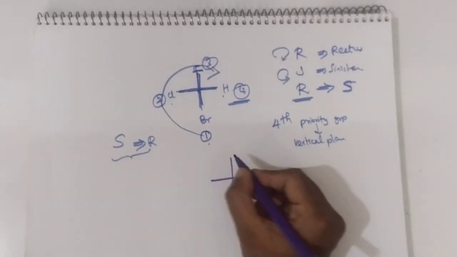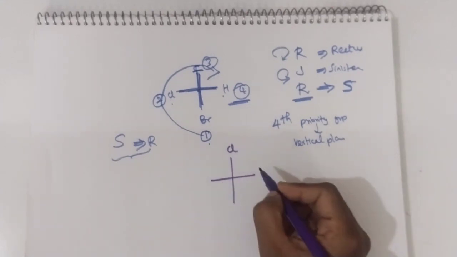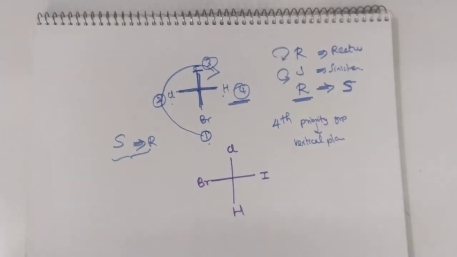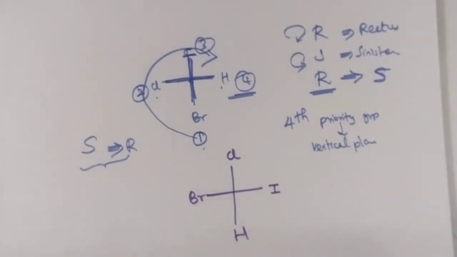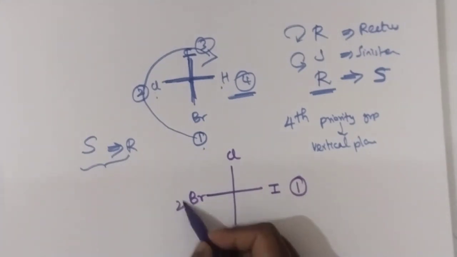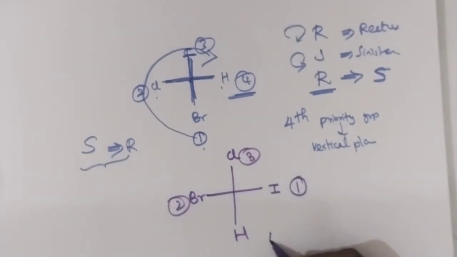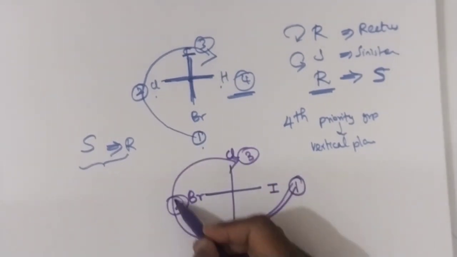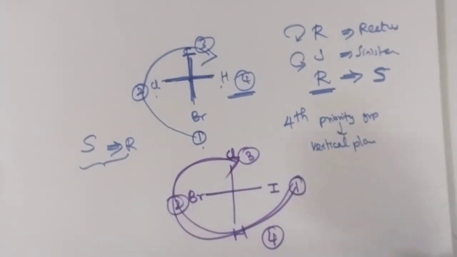Okay, say in this case you are having chlorine, bromine, iodine and hydrogen. Now which is having higher atomic number? Atomic number will be high for iodine, right? Hence this is first priority and this is second, this is third and this is fourth one. Now you just have to rotate from 1 to 2 to 3. 1 to 2 to 3 is in clockwise direction, right? It is towards the right, clockwise direction.